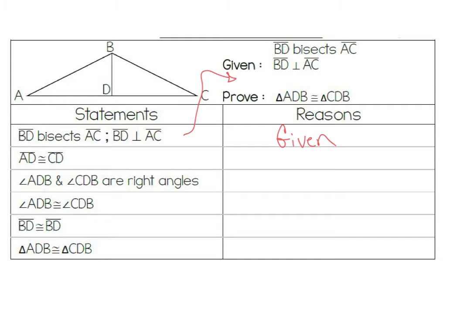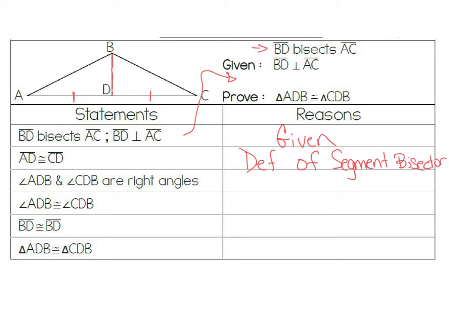So my reason for the first statement is given. Next, we want to look at our statement and see if we can figure out what it means based on our diagram. So we are given that BD bisects AC. When something bisects, it cuts something in half. So because of this, we can come up with a statement that AD is congruent to CD. So that is the definition of segment bisector.